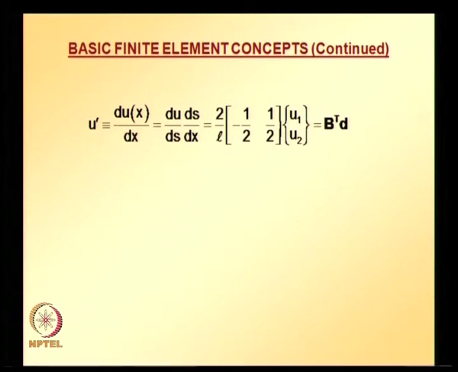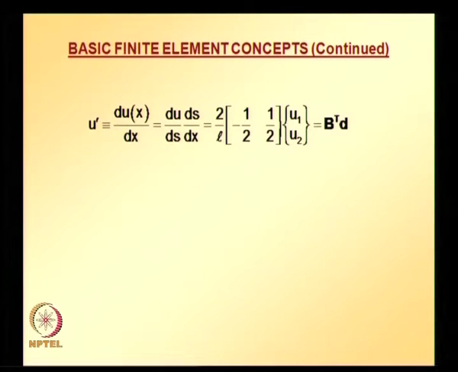Now, if you look at the equivalent functional, or the equation that we get using the weighted residual method, we may require this kind of quantity, the derivative of u with respect to x. Using the chain rule, we can write it as the derivative of u with respect to s times the derivative of s with respect to x. You just learned the derivative of s with respect to x is nothing but 2 over L, and the derivative of u with respect to s is nothing but the shape function matrix derivative times the nodal values vector.